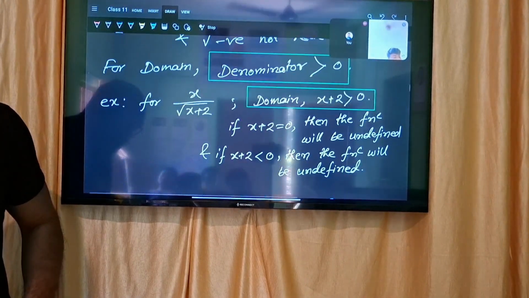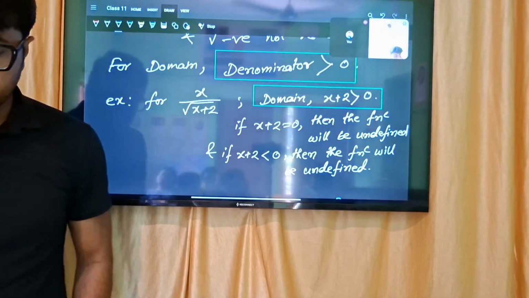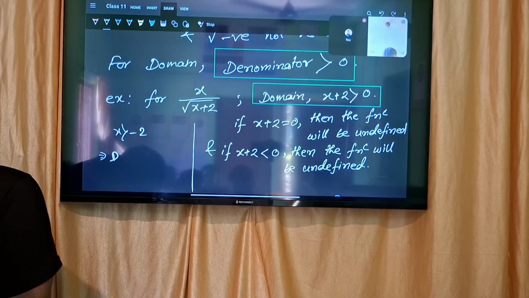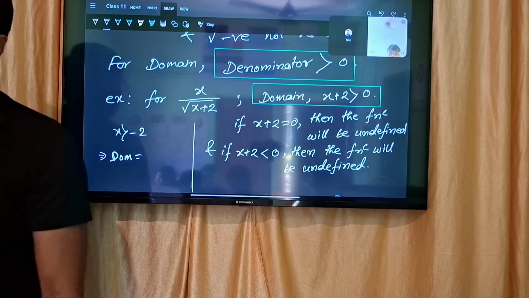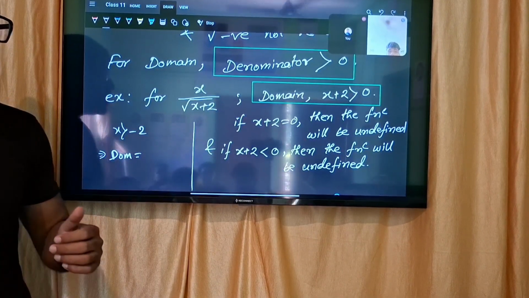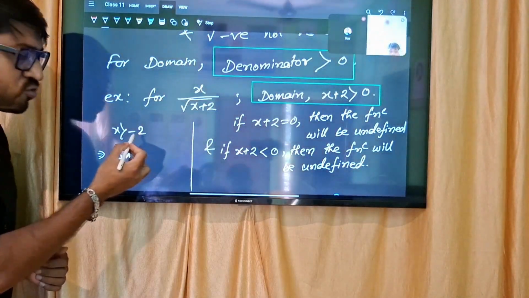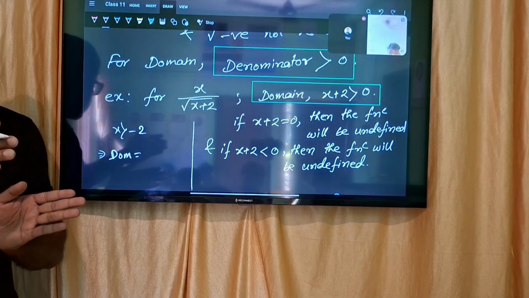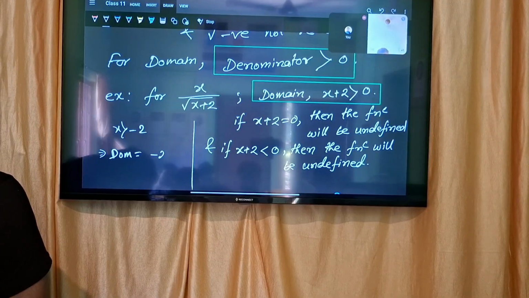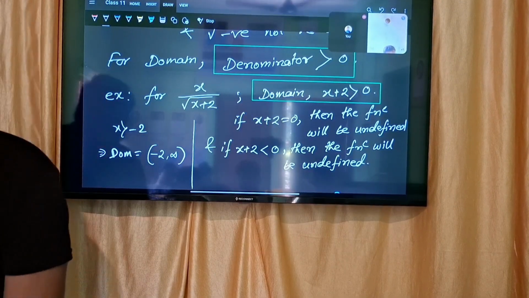It is not written over here. So x greater than minus 2 means what? That means the domain will be, how will you write the domain? You should write the domain in interval format. How do you write interval format? x greater than minus 2 means it will start from minus 2 and continue to infinity. So the domain will be minus 2 to infinity, both open brackets.